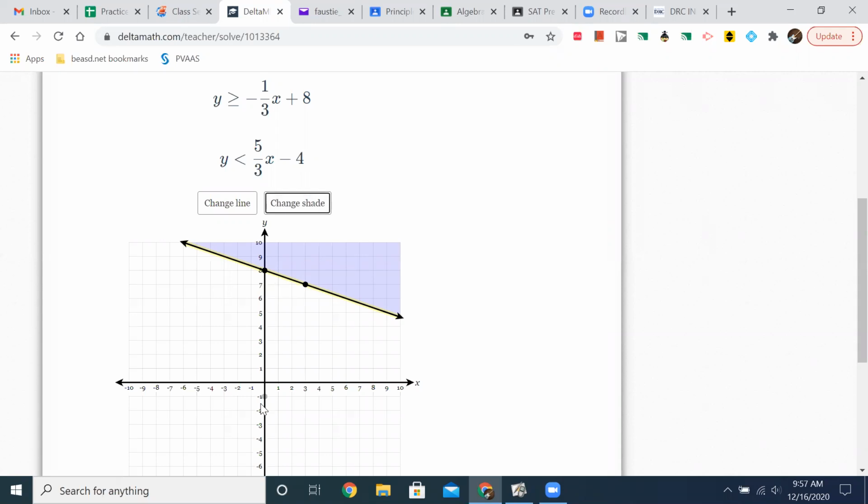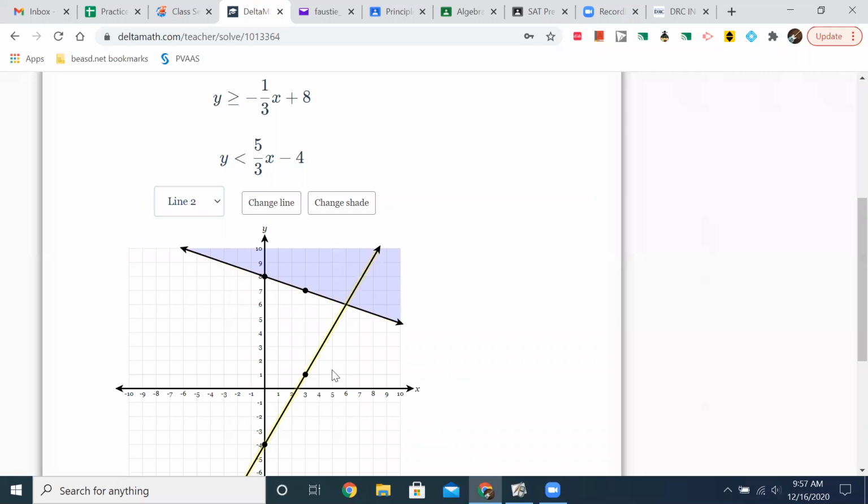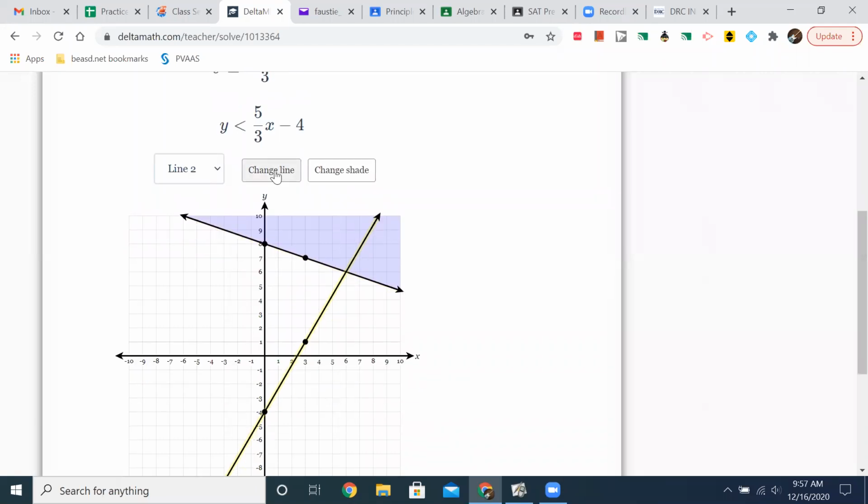Second line has a y-intercept of -4. So point at -4. Slope is 5/3 positive. So rise 5 up and run 3. If I go to the right, then my line looks positive. It's going up. So that looks good. I'm going to change it to dashed because this does not have an equal to line underneath it. So I need a dashed line. And then since it's less than, my shading is going to be below, which is down here below my line.